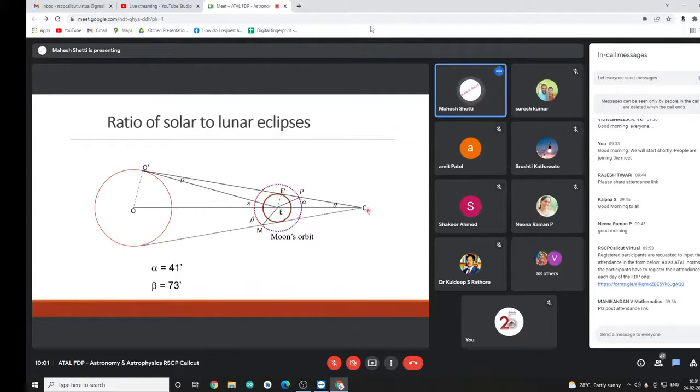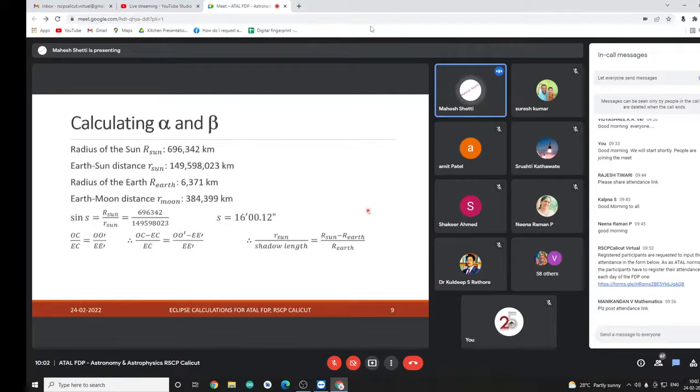Now based on this, we can write further algebra. So let me do that. OC upon EC is OO' upon EE'. Then you do this algebraic manipulation, componendo and dividendo, and ultimately what we get is OC minus EC upon EC is OO' minus EE' upon EE'. OC minus EC is basically the radius of the Sun minus the radius of the Earth upon EC, and OO' minus EE' turns out to be the distance to the Sun, upon EE'.